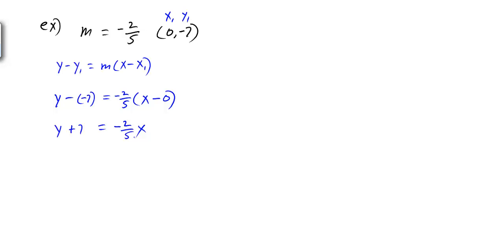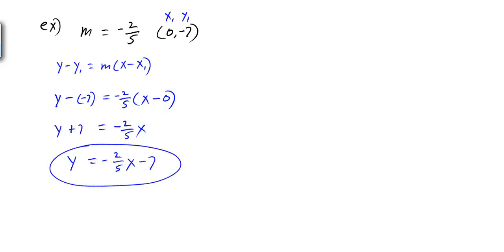And there's the equation for point slope. And once again, if we continue to solve for y, then we get y equals -2/5 x, subtract the 7 over, so that becomes a -7. And here we end up with our slope-intercept form.